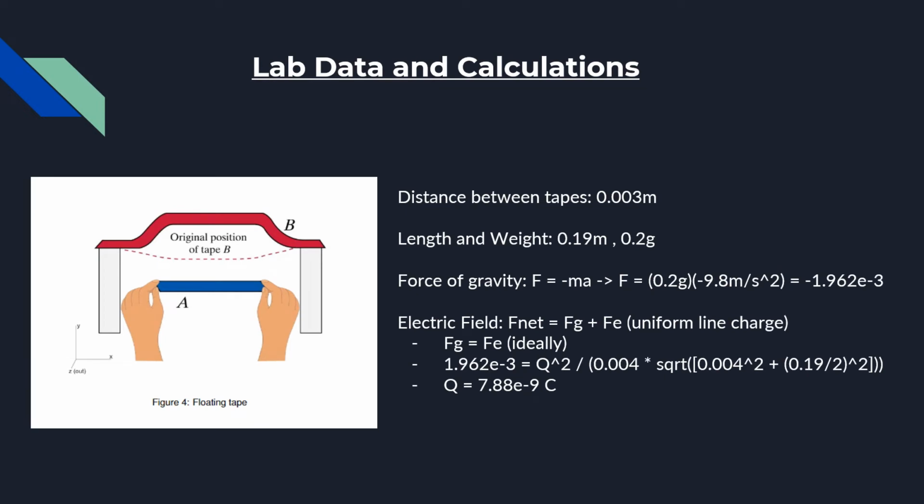Now the setup and the data are quite similar to the last lab, where we do the procedure as per the last experiment. Yet we now assume that the tapes have evenly distributed charge along them. Therefore, we can calculate the force of gravity as usual and then equate it to the uniform rod formula rather than the point charge formula, and get the charge of the tape to be 7.88 times 10 to the power of negative 9 coulombs. This is possible because we're assuming that there are no other forces acting on it and the net force is 0.